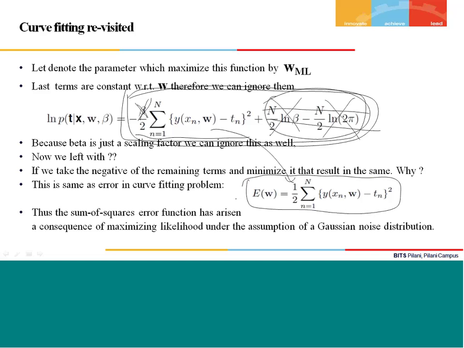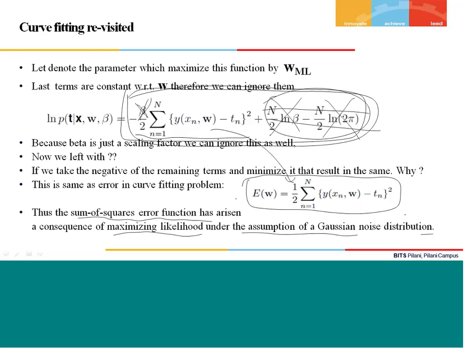This is the error function. So what we can say, the sum of square errors, the sum of square error function has arisen as a consequence of maximum likelihood under the assumption of Gaussian noise distribution.